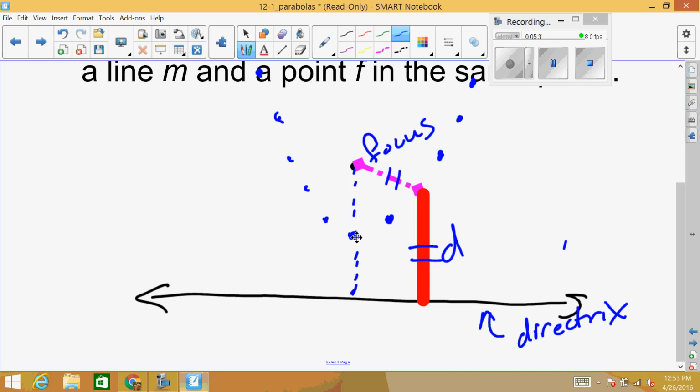The definition of a parabola is that those distances should be the same. The distance from the line, and we always measure distances from the line perpendicular to the line. So the distance from the directrix, perpendicular to the directrix, should be the same as the distance from that point to the focus, or from the focus to that point.